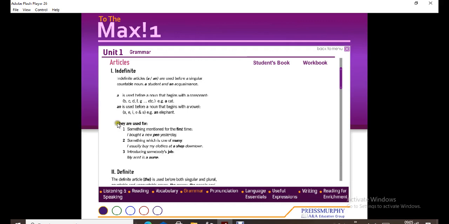Now, what are a and an used for? They are used for, number one, something mentioned for the first time, يعني ذكر للمرة الأولى. Okay, like I bought a new pen yesterday. It is mentioned for the first time, so I used a. Now, this is an adjective, new.